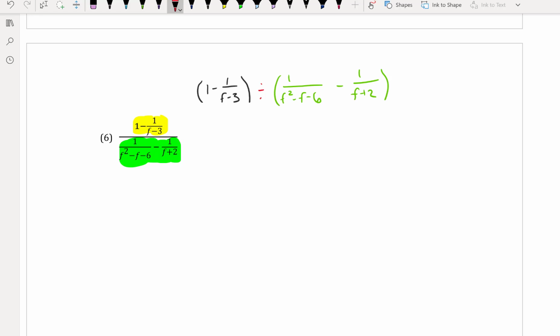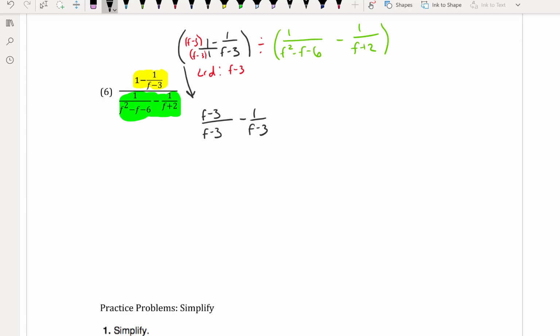Okay. So this first fraction, I need my least common denominator. You can think of it when there isn't a denominator, it defaults to be a denominator of 1. So the LCD is going to be f minus 3. So that means the numerator and the denominator needs to get multiplied by that f minus 3. So I'm going to have this as an f minus 3 over f minus 3 minus 1 over f minus 3. So I'm just dealing with that first fraction.